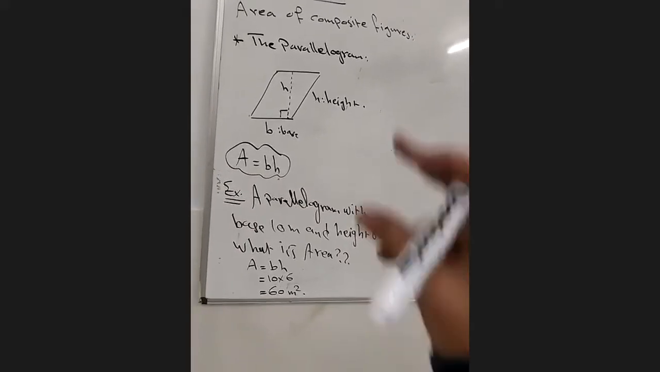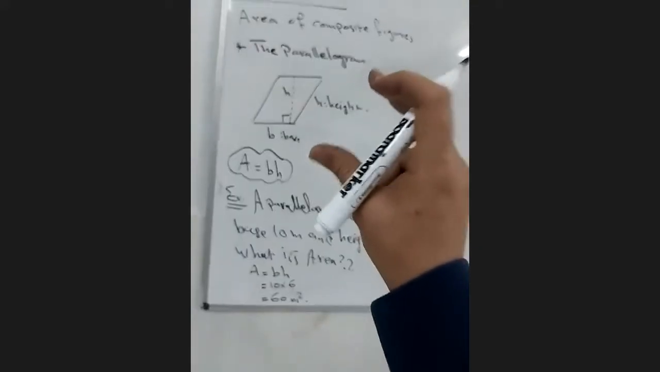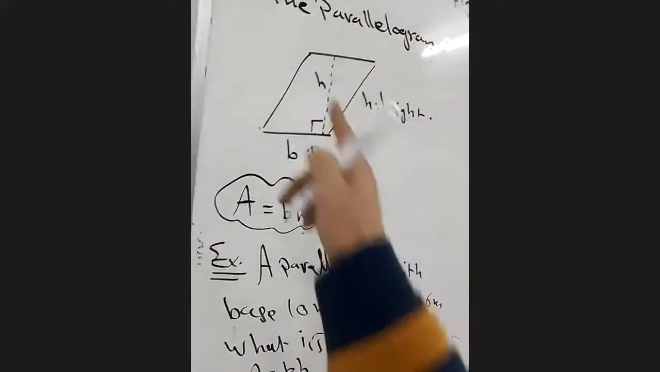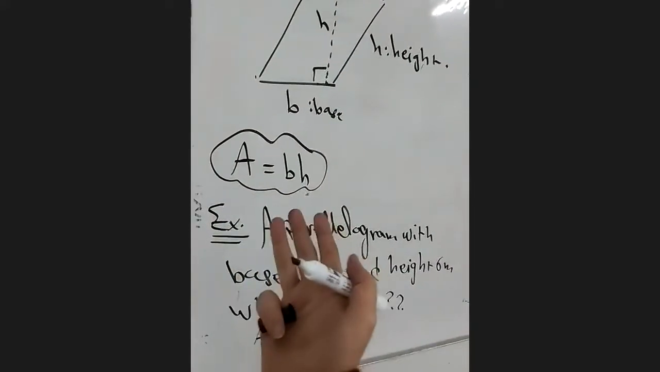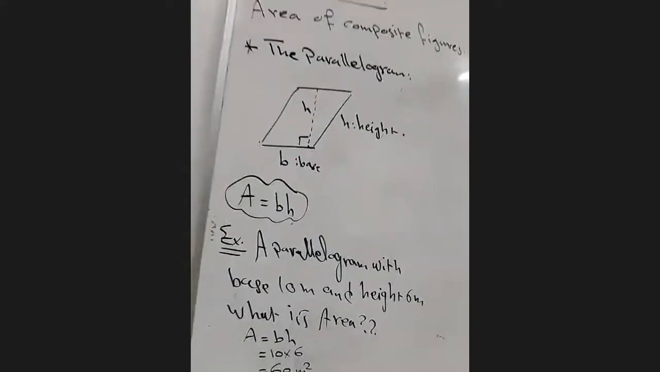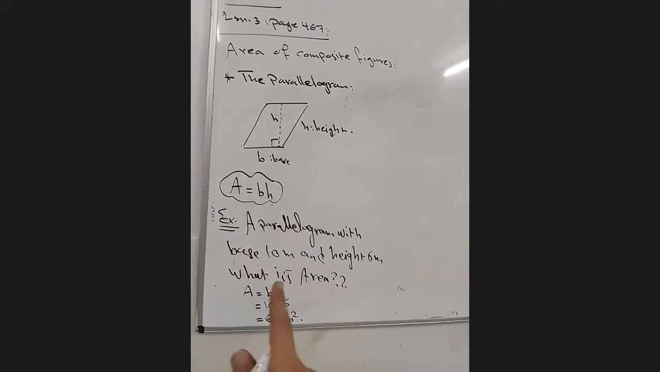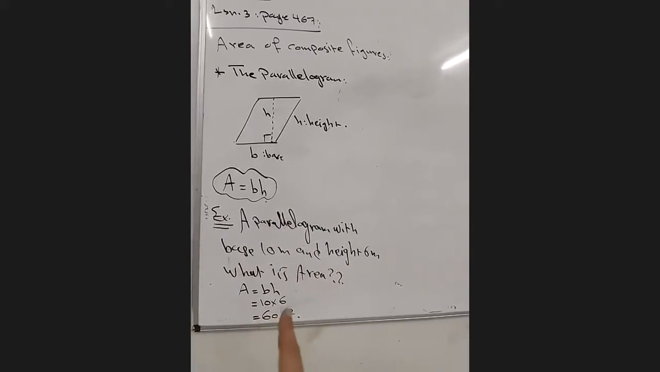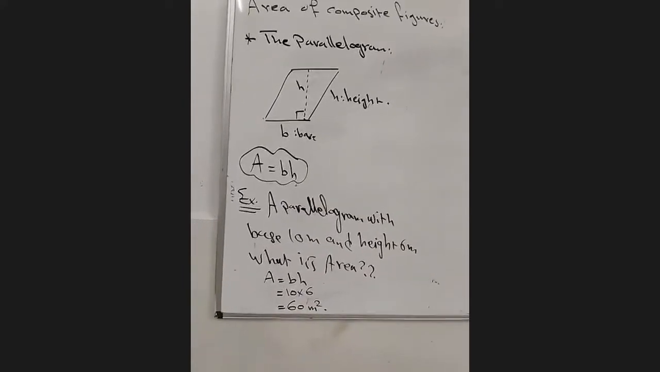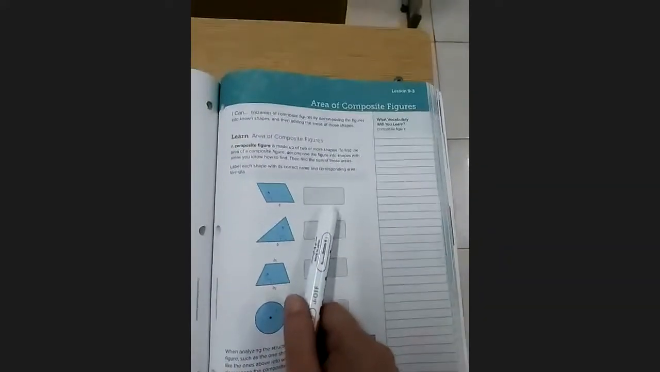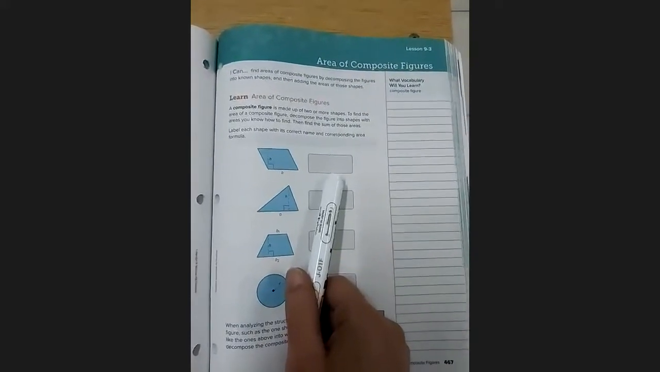Okay, guys, this is the first graph or the first polygon we will talk about, the parallelogram. Base, height, and the formula is A equal BH. The formula, write it in the square in your book. And the example, please write it in your copybook. A parallelogram with base 10 meter and height 6 meter. What is the area? A equal BH, 10 by 6, 60 meter power 2. This is the first graph. The first graph is the parallelogram. Right here, A equal, and A is capital, please, BH.